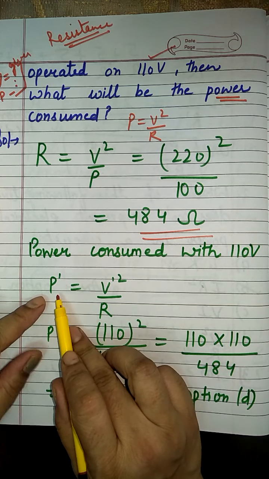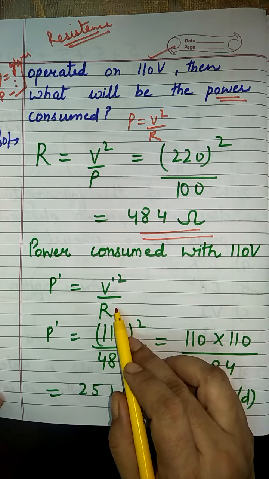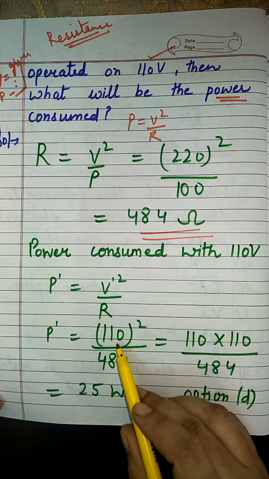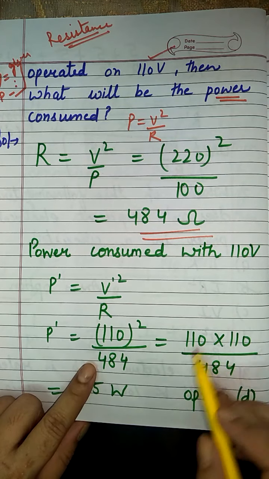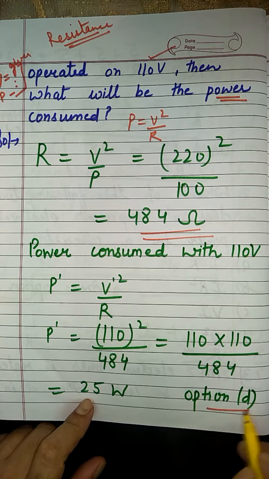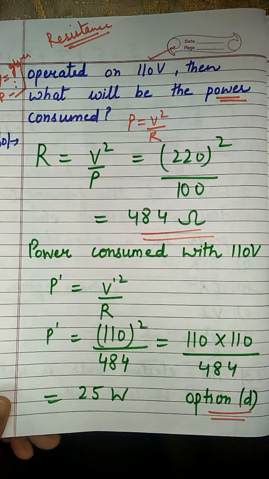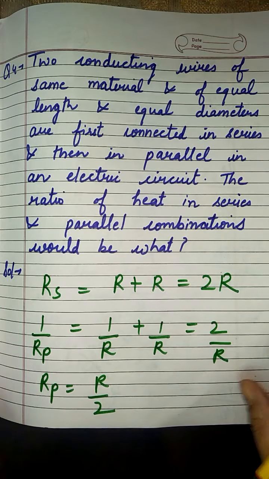Power, new power I have to find out. So P dash will be given by V dash square by R. What is V dash here? 110 square by R, we have calculated 484. When we will be solving, 25 watt is our answer, and this is option D. Fine. Now comes your next question, again important question.